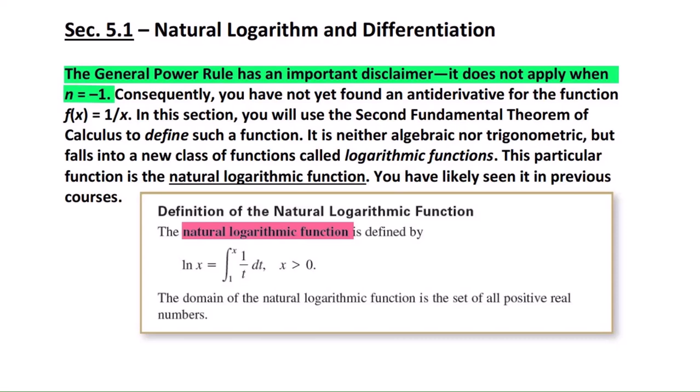Keep in mind, this function is just by definition. It doesn't come from algebra, it doesn't come from trig, it's just a definition, which opens up a whole new group of functions called logarithmic functions. We'll see more of those.